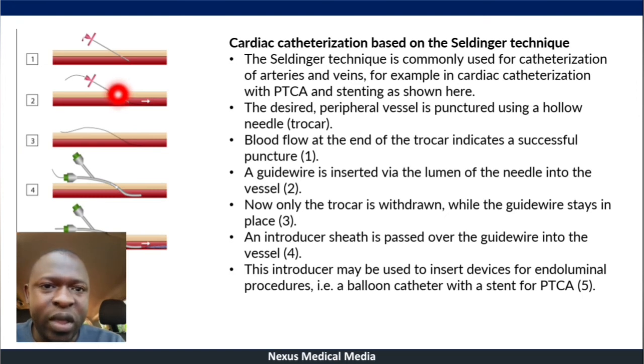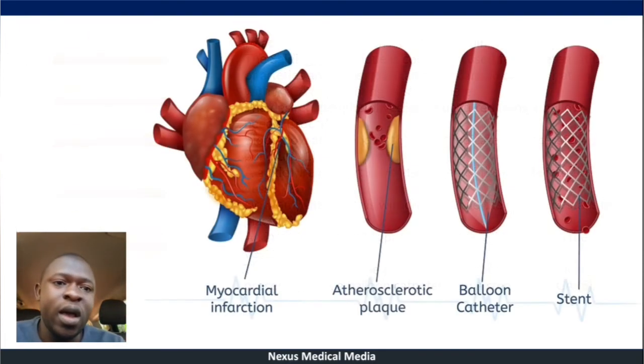And then on number 2, we insert a guide wire, and then on number 3, we remove the trocar. Now only the guide wire is here. And on number 4, we can see the introducer sheath. This sheath is passed over the guide wire into the blood vessel, and then this introducer may be used to insert devices like stents or balloons, as we are going to see next.